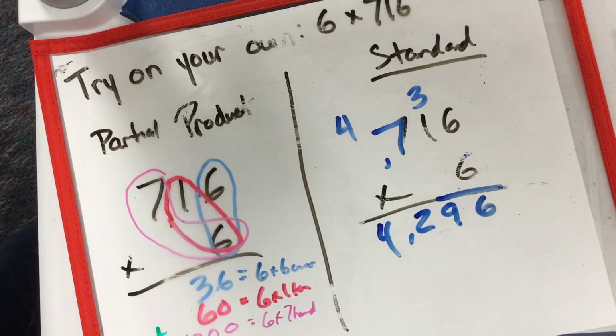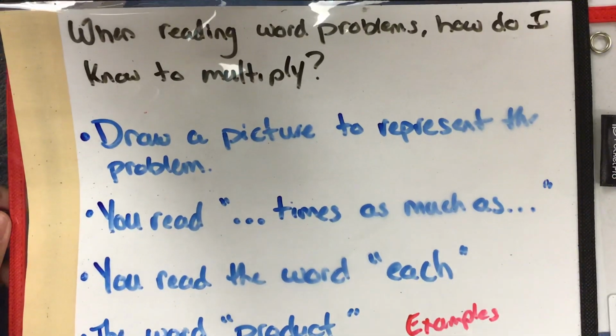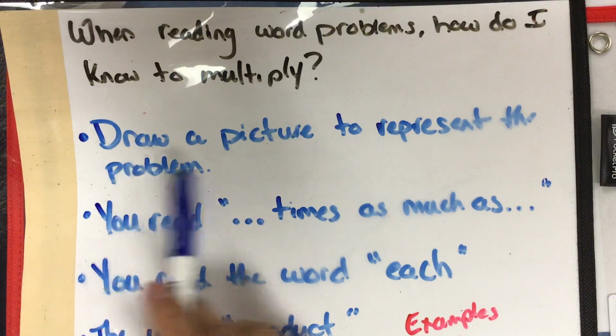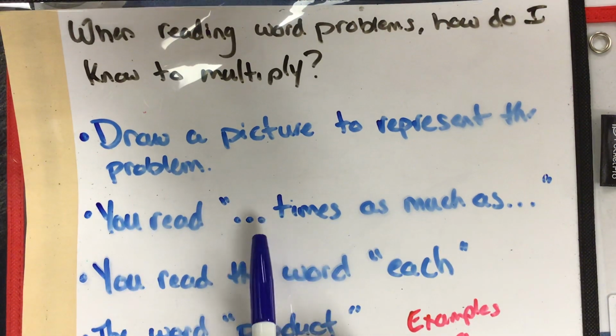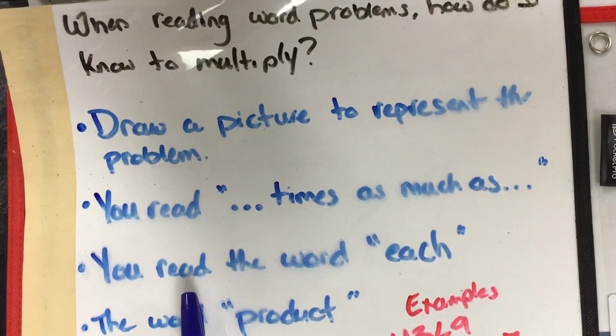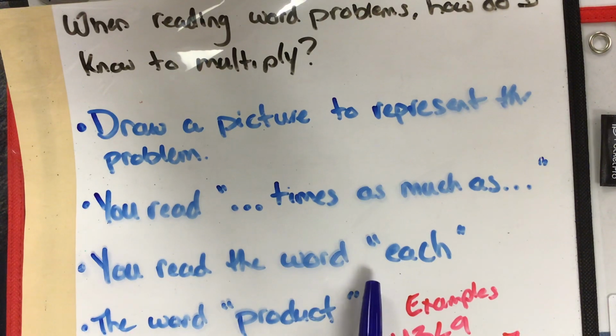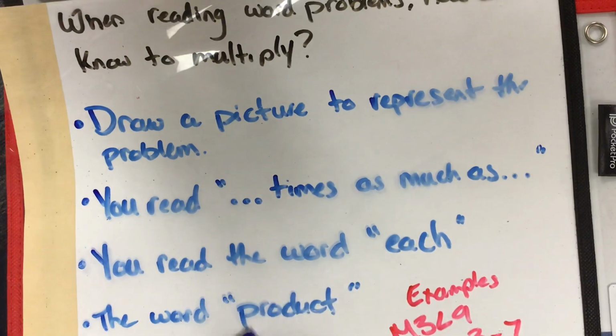Last thing I want to talk to you guys about is when reading word problems, how do you know to multiply? So remember, we want to draw pictures to represent the problem. So each picture will help you understand what is supposed to happen, okay? If you read the words times as much as, that's multiplying. Timesing is multiplying. You read the word each. So each box has 3 books in it. There are 20 boxes. Then that means you're going to draw 20 boxes and put 3 books in it because there's each of them, okay? And when they ask for their product.